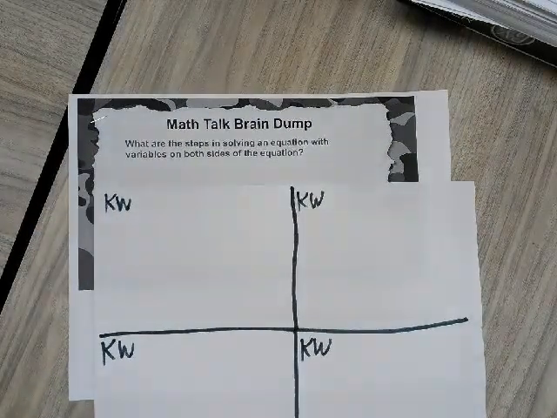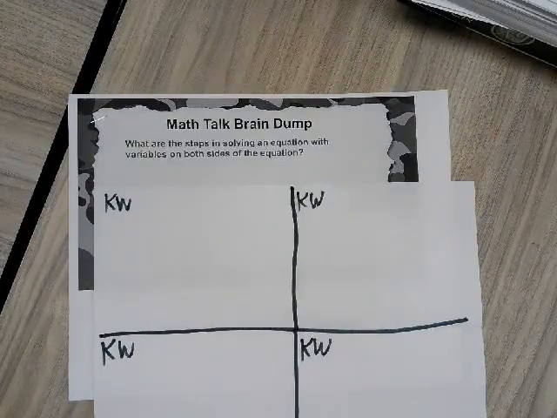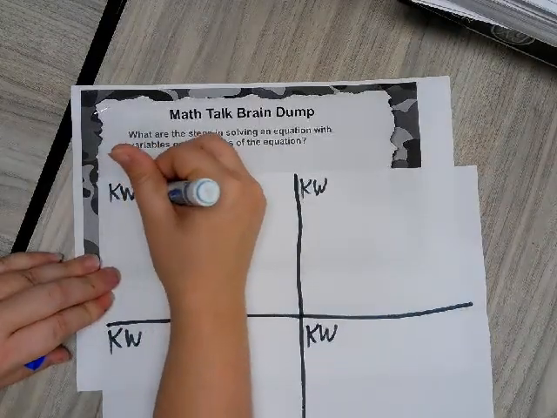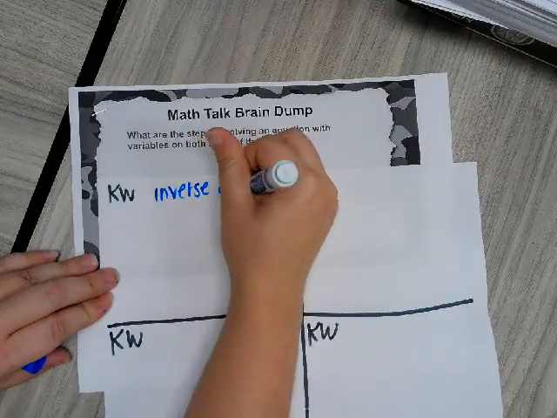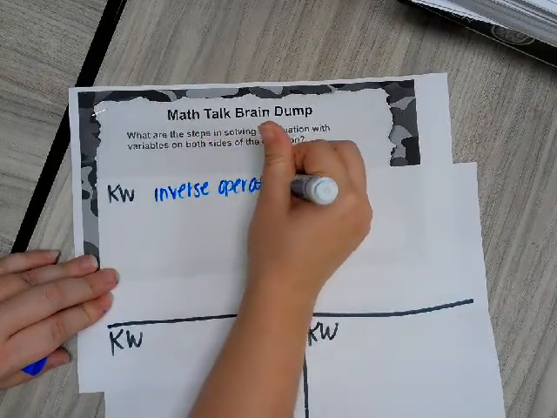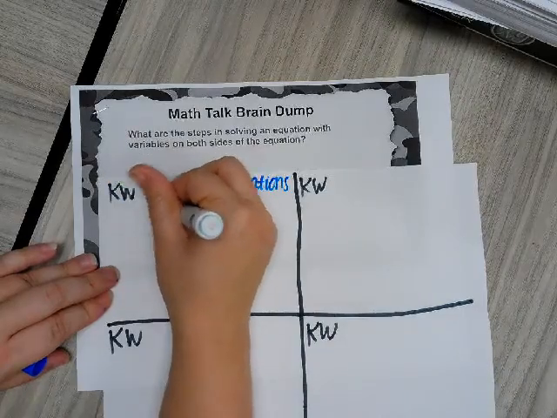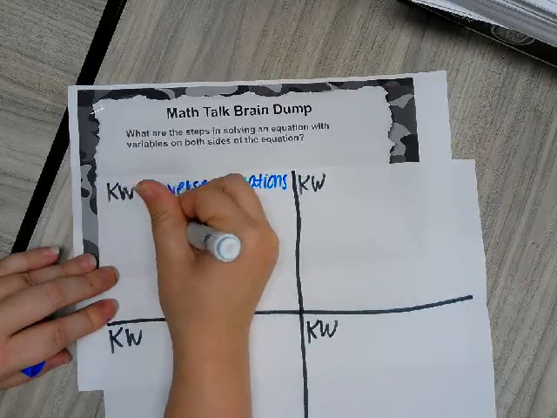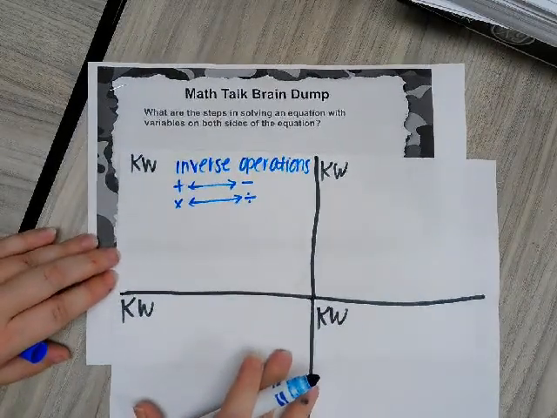Okay, so let's brain dump first. What are the steps in solving an equation with variables on both sides of the equation? Okay, so remember, we are always going to do inverse operations. So remember, the inverse to addition is subtraction. The inverse to multiplication is division.